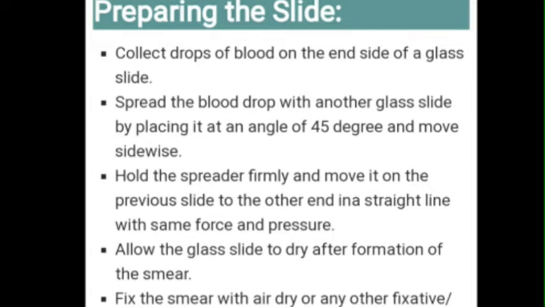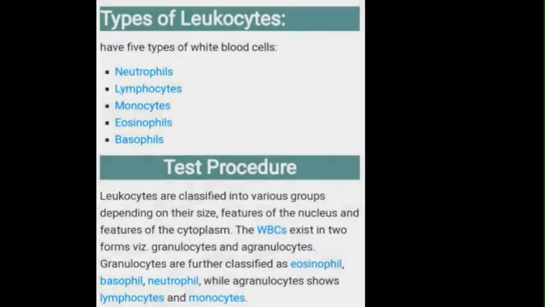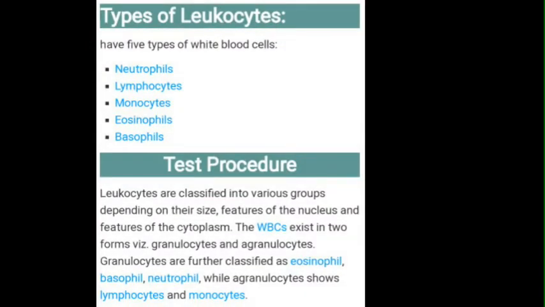After the staining, you find the types of leukocytes in the smear. There are 5 types: neutrophils, lymphocytes, monocytes, eosinophils and basophils. The leukocytes are classified into various groups depending on their size, features of the nucleus and features of the cytoplasm. The WBC exist in two forms, that is granulocytes and agranulocytes.